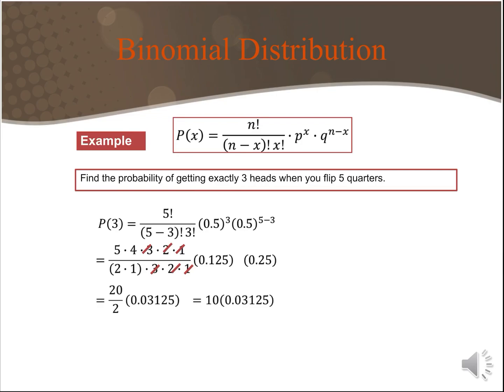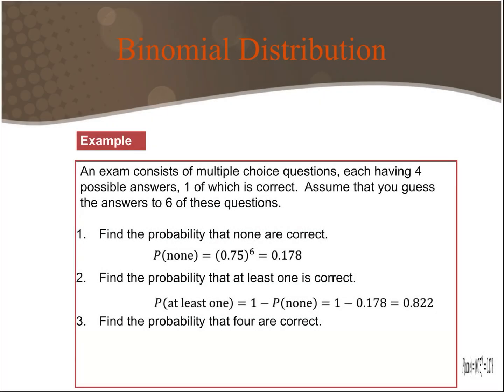So we get 20 over 2 for the fraction, and then 0.125 times 0.25 is 0.03125. So we have a probability of 0.3125 is the probability of getting exactly 3 heads when you flip 5 quarters.